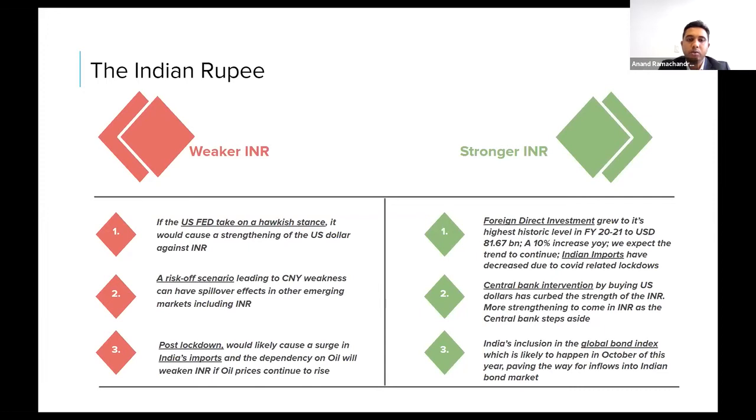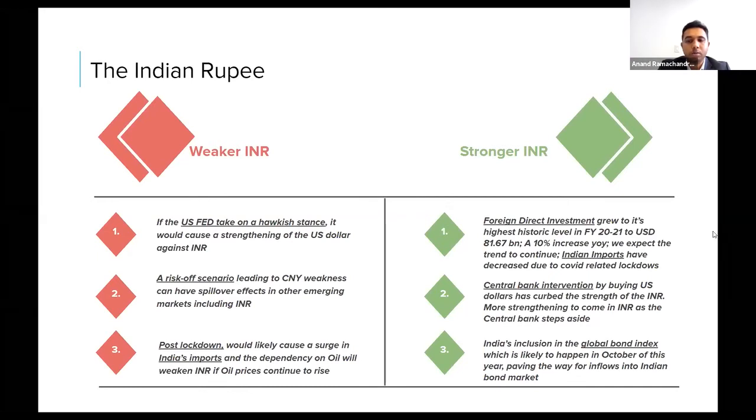between 2019 and 2021. So in spite of everything that was happening globally, in spite of the fact that emerging markets were strengthening, the INR could not strengthen as much because the Reserve Bank continued to buy US dollars. We believe that they've already bought sufficient quantities of US dollars. The current reserve stands at 600 billion. And we believe the central bank will step aside. And if there is more appreciation to come in the INR, it will happen quickly.